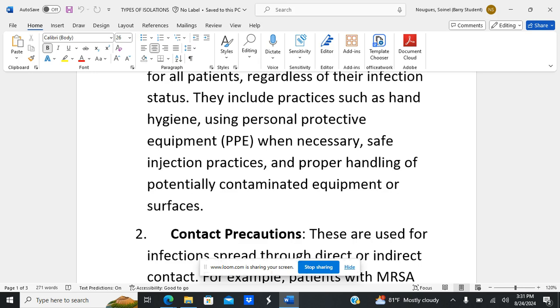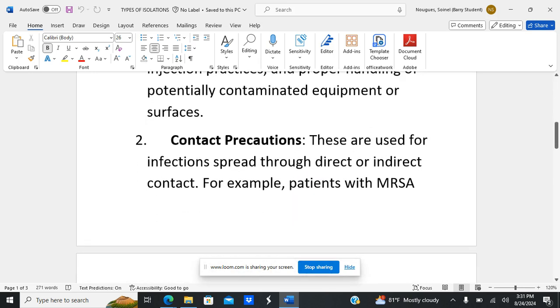Second, contact precautions, because in your test they're going to ask you questions regarding this precaution. Very important. Make sure you master them before you go to take the test. Contact precautions are used for infections spread through direct or indirect contact. Not only when you are close to the patient, but even if you are not close, you can still get affected. That's the reason why you need to be careful.